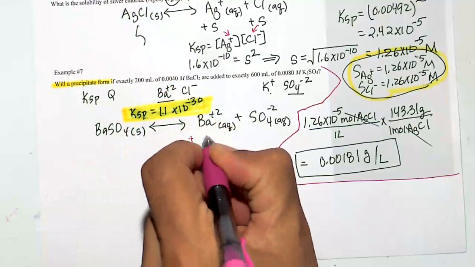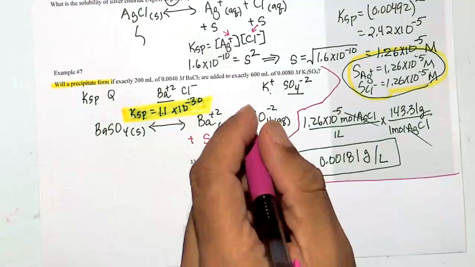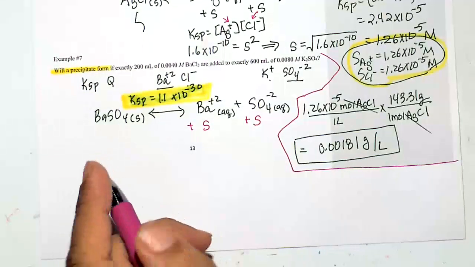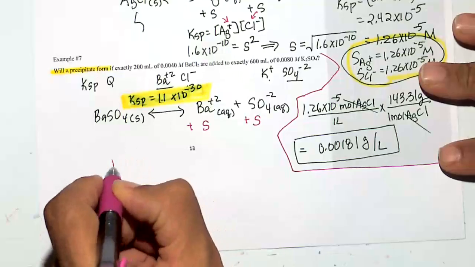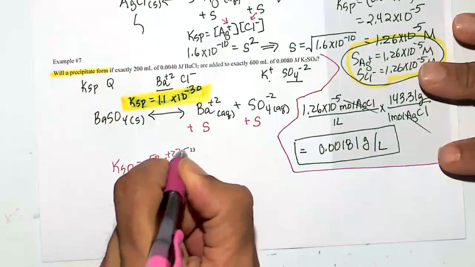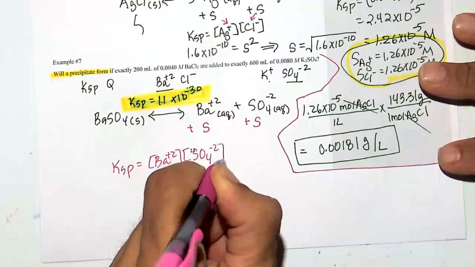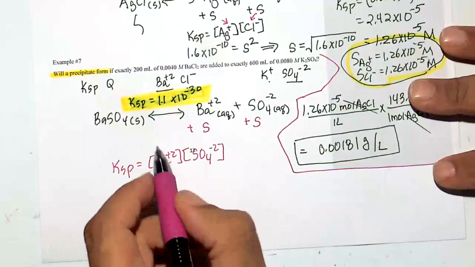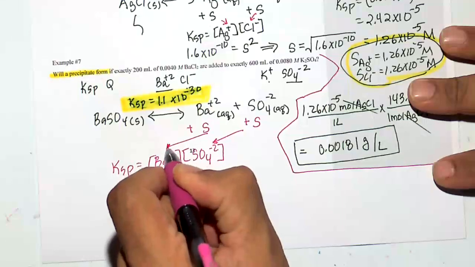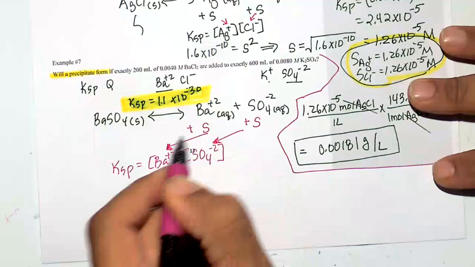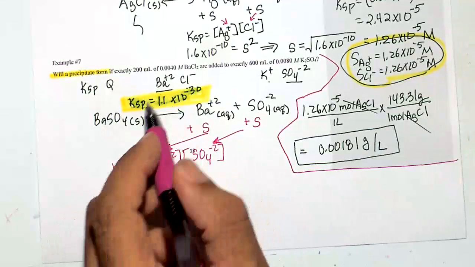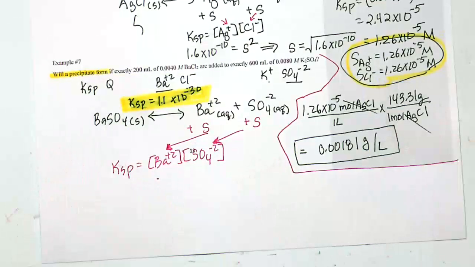Some of it will go this way, and what goes this way would be plus S. What goes this way also would be plus S. And we have our equation here, the KSP, which is barium ion times SO4 minus 2 ion. So we have plus S here, plus S there. What's S times S? S squared. S squared equals KSP, which is 1.1 times 10 to the minus 30.